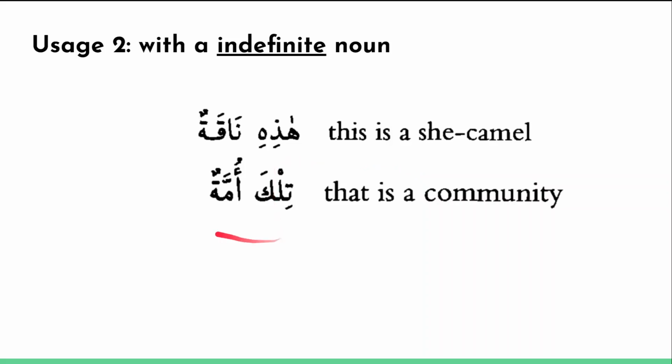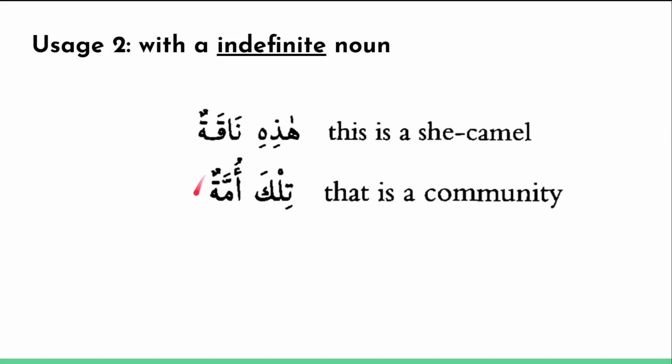Let's take a look at another example here. Tilka ummatun. That is a community. Again, you have an indefinite noun, and therefore I put the word is in between to make it a complete sentence. Okay, and in both of these examples, you'll see that we have the feminine demonstrative word used because both of these words are demonstrative.